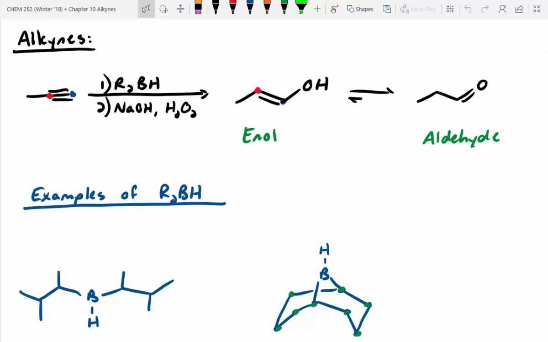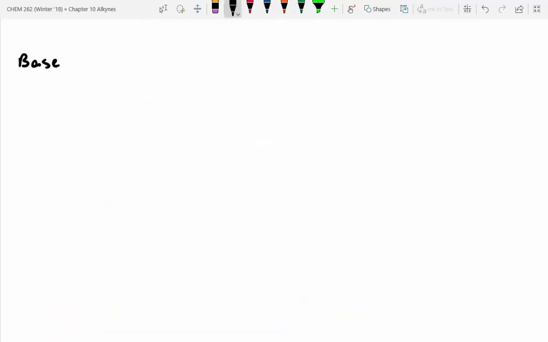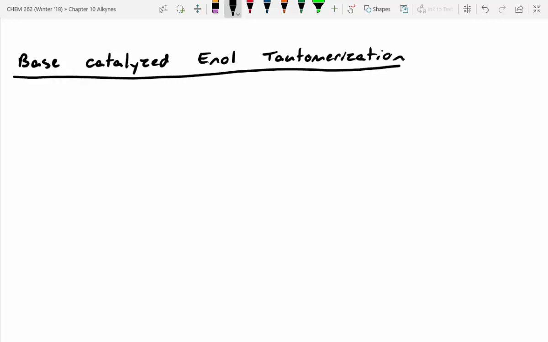That gets you to your enol, where the alcohol is coming off that less substituted carbon, and then that will quickly rearrange into the aldehyde. So let's take a look at this enol to aldehyde transformation. This is referred to as a base-catalyzed enol tautomerization. So basically, we need to figure out how to get that enol to either a ketone or an aldehyde by using a base this time.